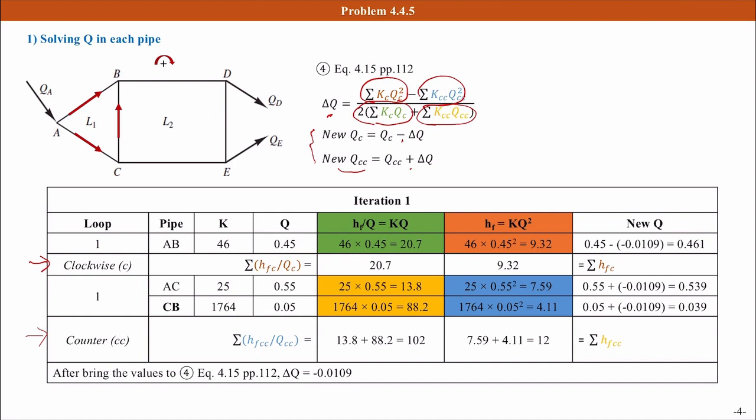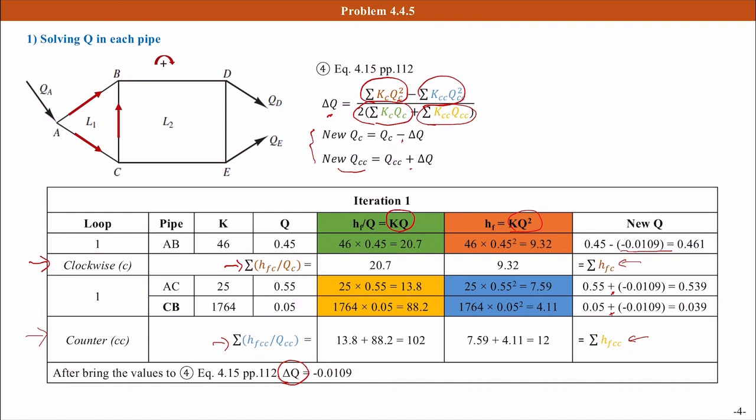Then we can calculate KQ and KQ squared, and then sum those values to get the value of these 4 terms. Then bring it back to this equation to get the delta Q. For pipe AB, because it's clockwise, we use the original flow rate minus the delta Q. For the other 2 pipes, because they are counterclockwise, we plus the delta Q to get a new flow rate.